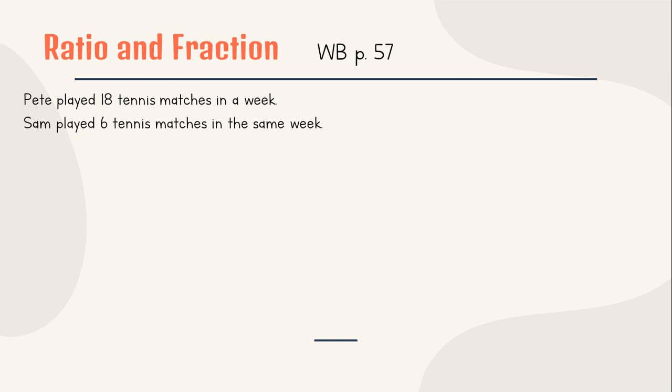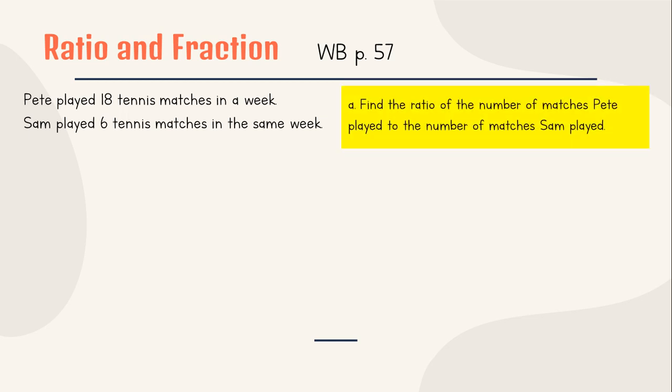Please look at your workbook, page 57. We're going to discuss it here. Pete played 18 tennis matches in a week. Sam played 6 tennis matches in the same week. The question is, find the ratio of the number of matches Pete played to the number of matches Sam played. So Pete to Sam. Pete played how many? 18. Sam, 6. So the ratio of this is 18 to 6.